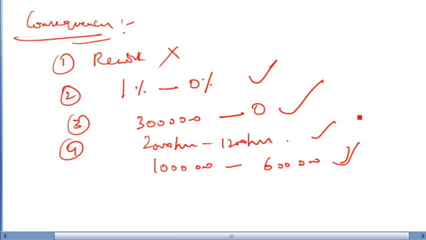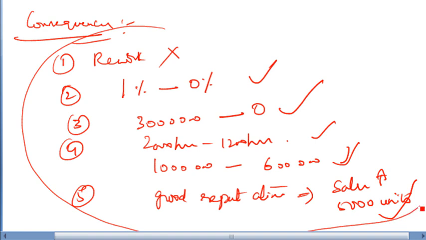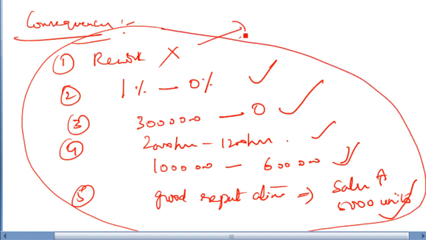Due to better quality, ASPL can build a better reputation, and because of good reputation, sales will increase by 5,000 units per year. Good. So these are all the consequences of actually doing all these things. So if the company is capable of achieving all these points, then it will be achieving Six Sigma. That is the point.